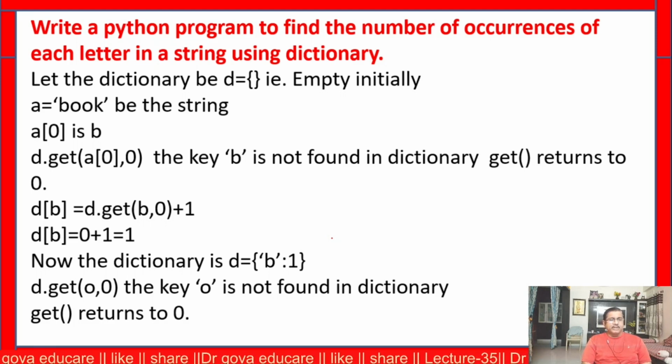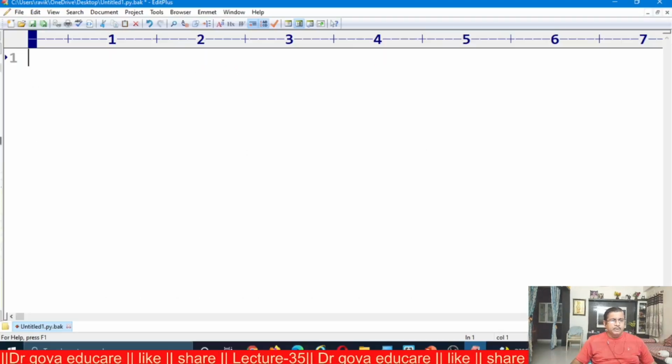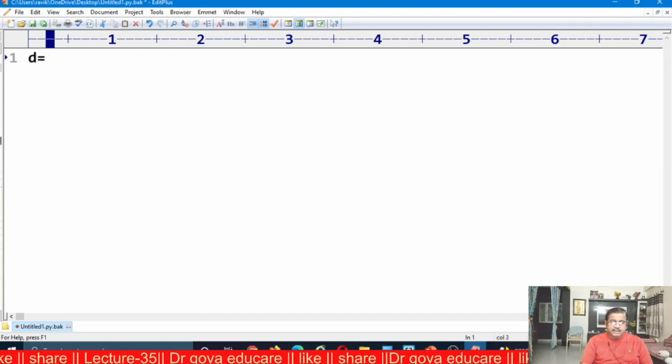Now I am using a dictionary. In the dictionary there is a method, the get method. Now I am using the get method. I am showing it practically. What is the get method? Now I am explaining. Assume first this is the dictionary.